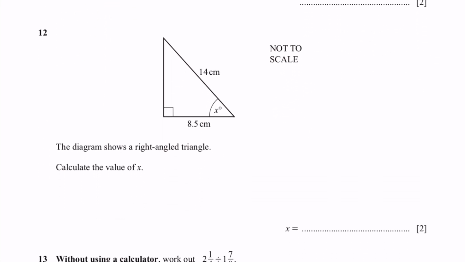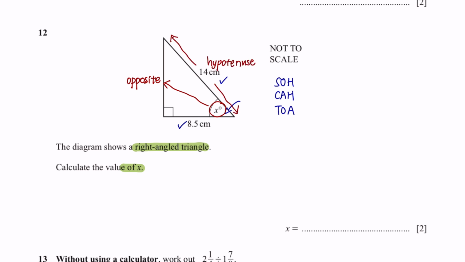Next, question 12. The diagram shows a right-angled triangle. Calculate the value of x. So we have been given the information of 2 sides and we're looking to find one angle. We can use the method of SOH CAH TOA to solve this. Since this is the angle that we're looking for, the opposite of this angle is called the opposite. The longest side would be the hypotenuse, making this the adjacent.